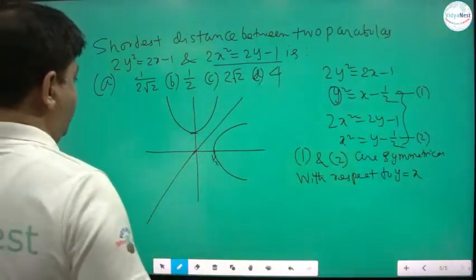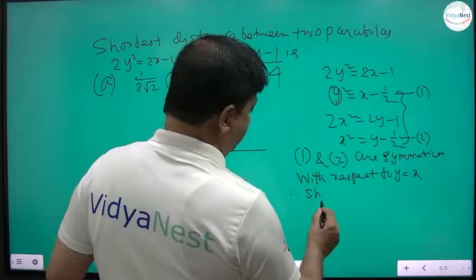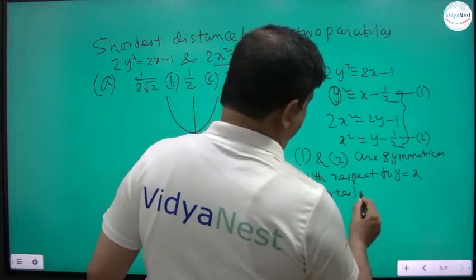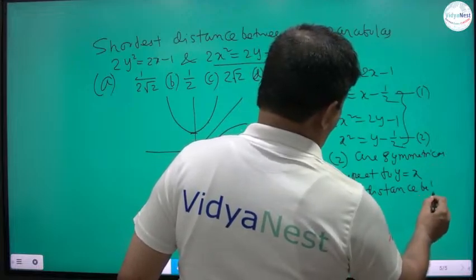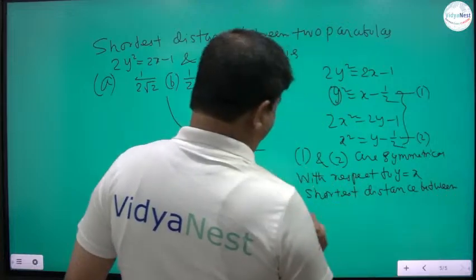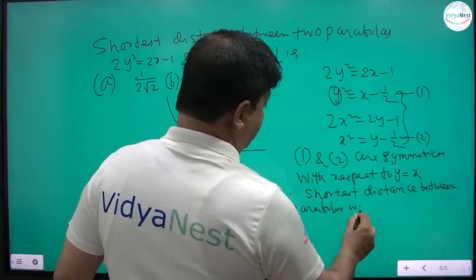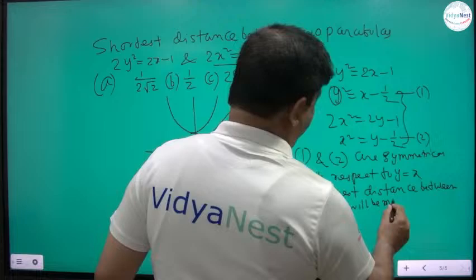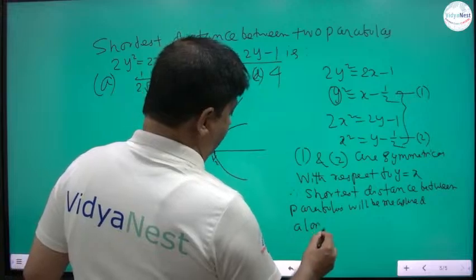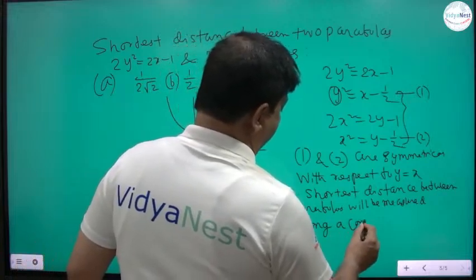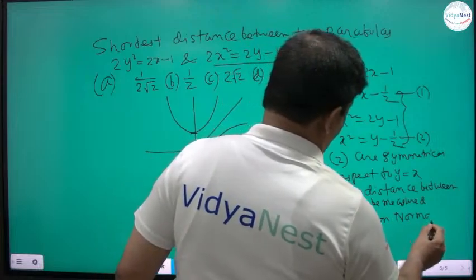Therefore, the shortest distance between parabolas will be measured along a common normal.